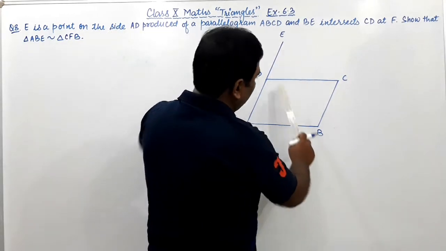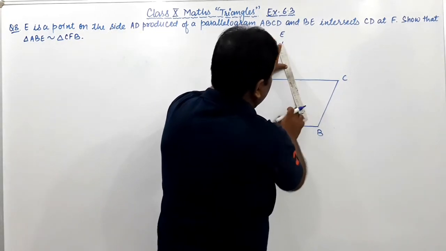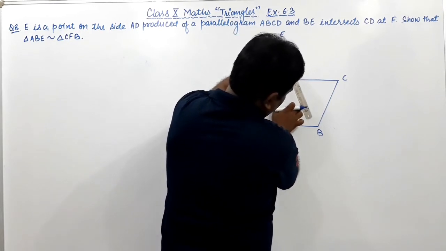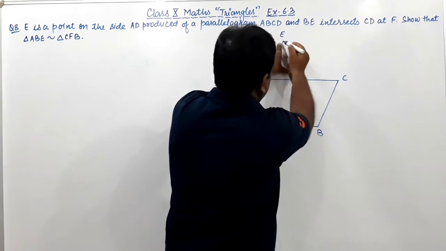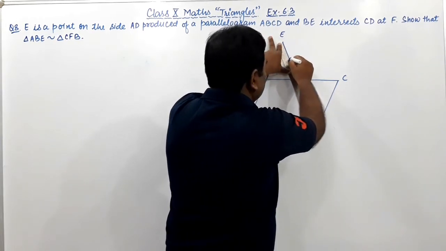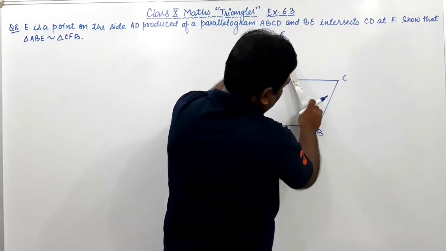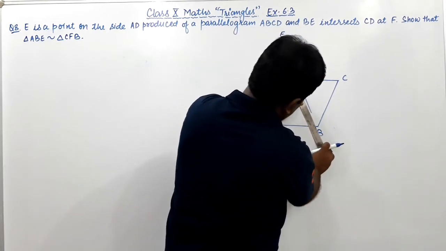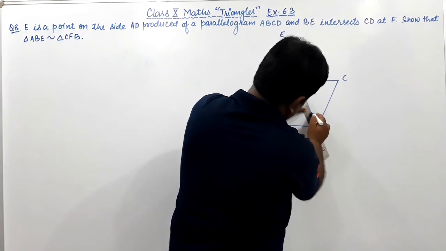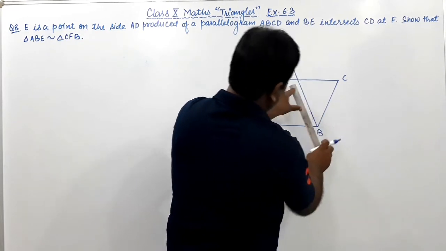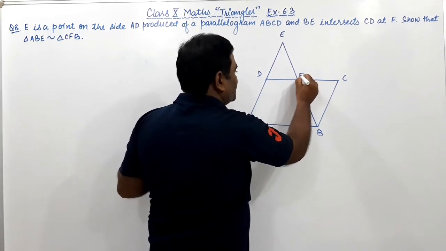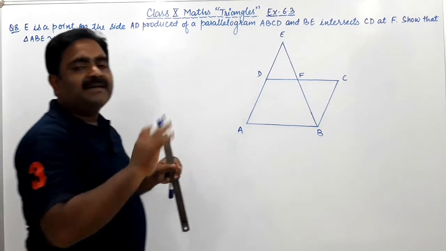Now join BE, then BE intersects CD at point F. This is point F. Clear?